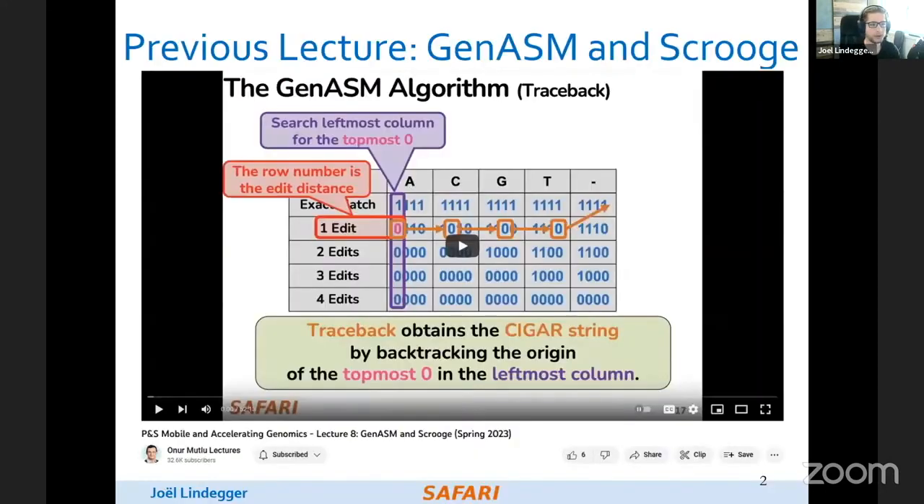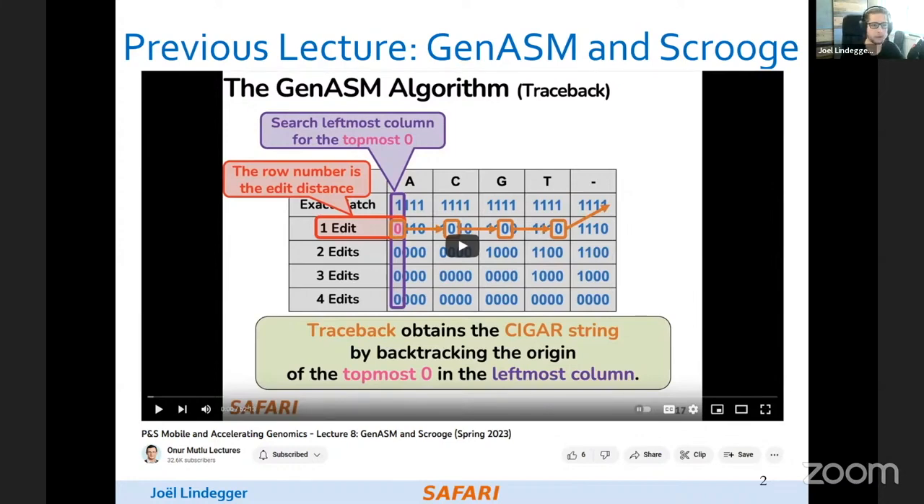So if you recall, in the last lecture, we looked at Genome and Scrooge. The Genome algorithm was this bit vector-based dynamic programming algorithm, and it included a Genome accelerator. And we looked at Scrooge, which made it target multiple platforms instead of just an ASIC, and it made several efficiency improvements to the algorithm.